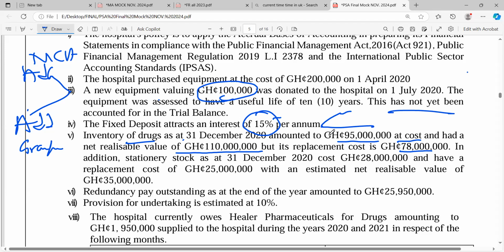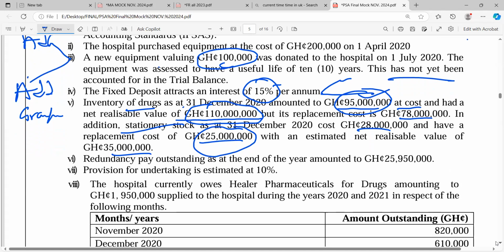So here you select the lower of cost and net realizable value. The cost is 95, NRV is 110. So which one do you pick? 95. Stationery stock as at 31st December had a cost of 28, replacement cost 25, NRV is 35. Which one do you choose? Replacement cost, 25. And we've done inventory, so you are good to go. Agreed.